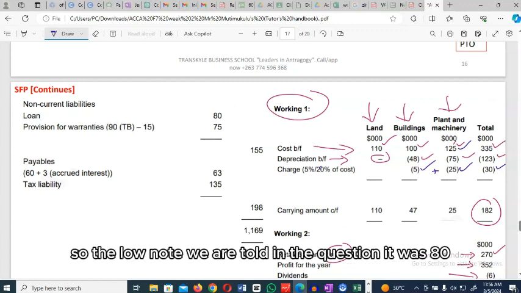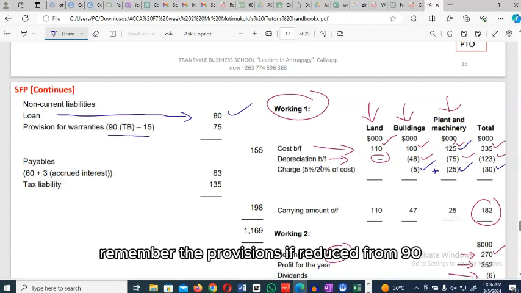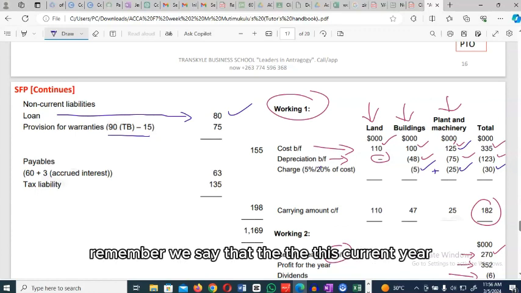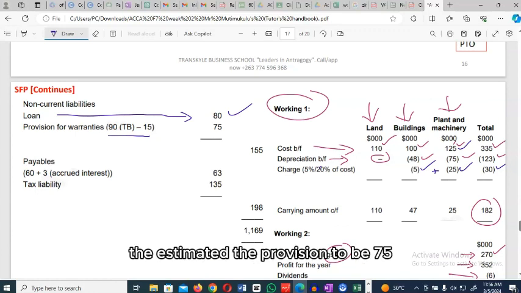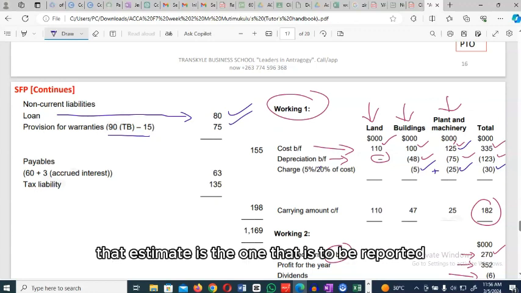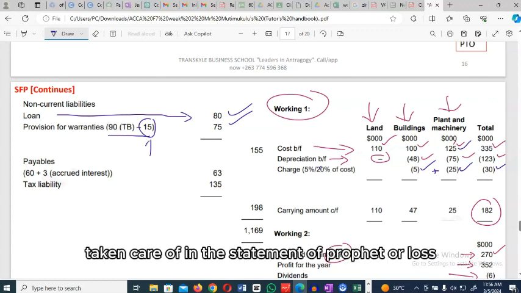So the loan note, we are told in the question it was 80, if you still remember. And the provisions, remember, the provisions have reduced from 90 by 15. Remember we say that this current year they estimated the provision to be 75. That estimate is the one that is to be reported. However, the difference here, the 15, was taken care of in the statement of profit or loss.